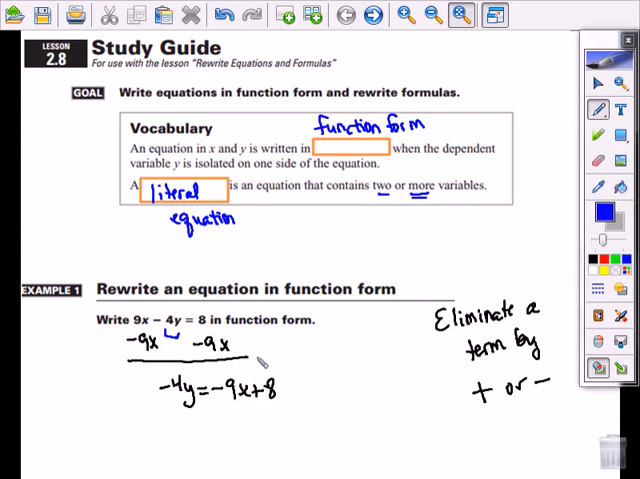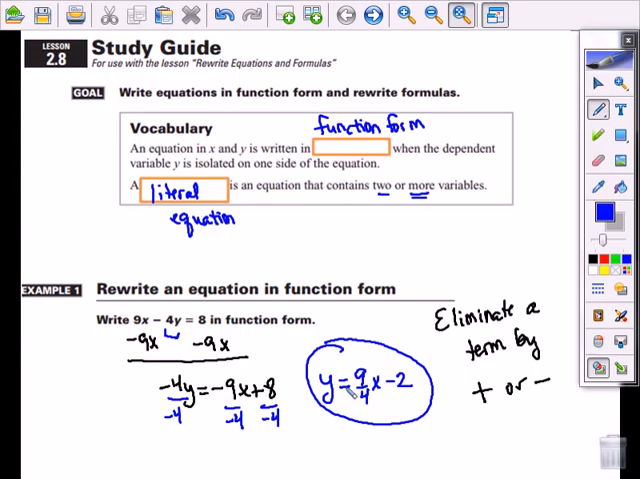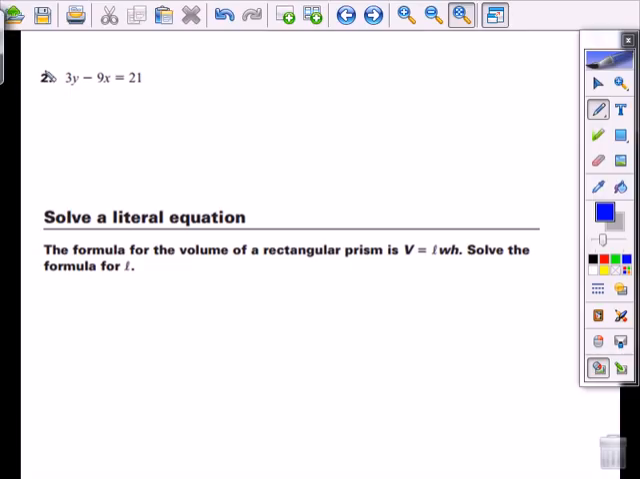My last step here is to divide every term by negative 4. So y equals, I'm going to leave this as 9/4 x. I can't simplify it, and I'm going to choose not to write it as a mixed number. And then 8 divided by negative 4 is negative 2. So in function form, this equation is y equals 9/4 x minus 2. I'm going to have you do number 2 on your own and bring it in tomorrow, and we'll go over it with your AB groups.